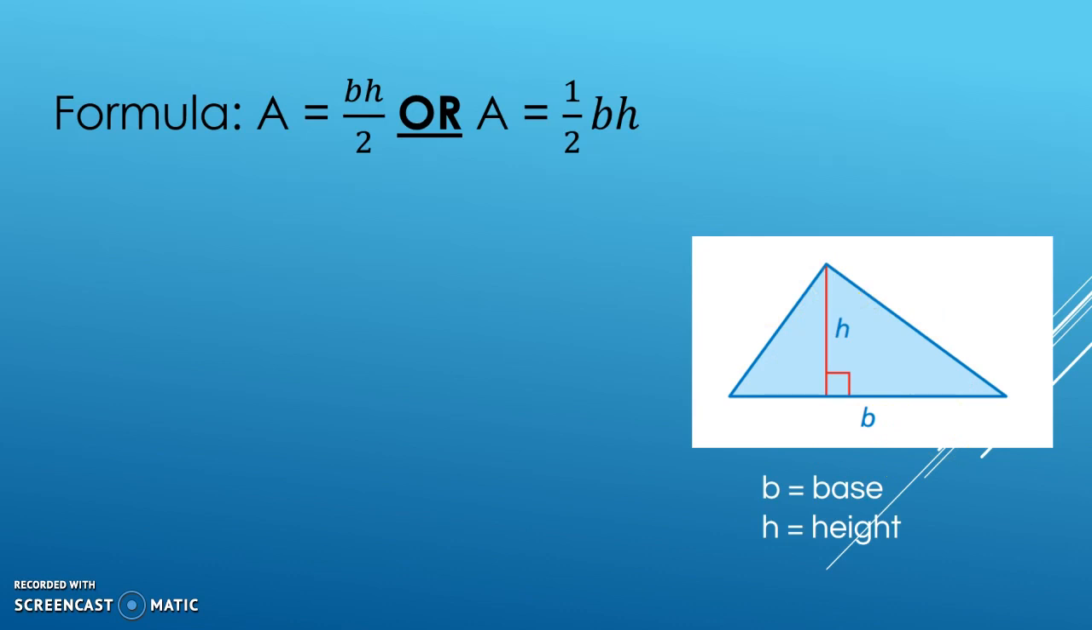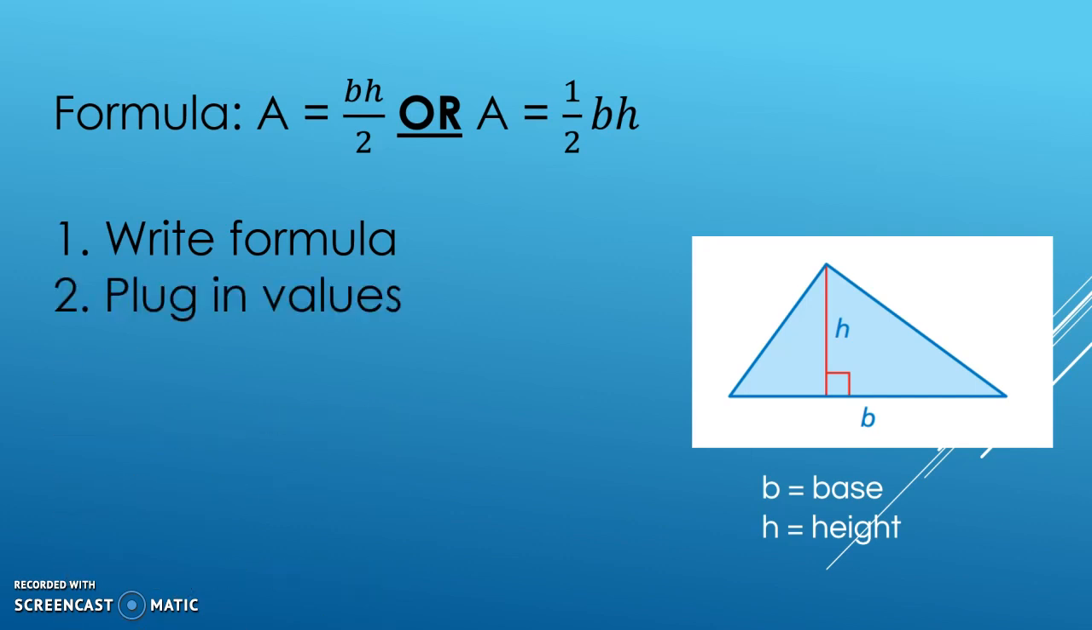There's also 3 steps I want you to copy down as well. Our first step is to write the formula. Remember, the more you write that formula, the easier it's going to be for you to remember it. The second step is to plug in your values, and you're given these values. The third step is to answer it. So you're going to find the multiplication, do that quick division, and then label it. And remember, area is always squared.